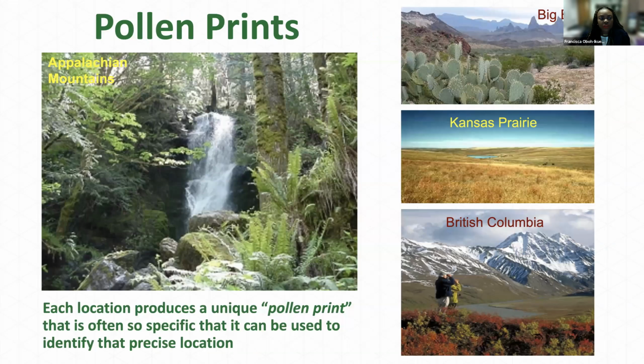Depending on where you are, you have different kinds of vegetation. These are examples from the United States. Each area is going to produce a unique pollen print. We have the Appalachian Mountains here. You can see it's densely wooded, all along the eastern seaboard of the United States. Then you go to Arizona, like the Four Corners region. It's a desert. You're going to find a lot of cacti. End up in Kansas, it's a prairie, it's grasslands.